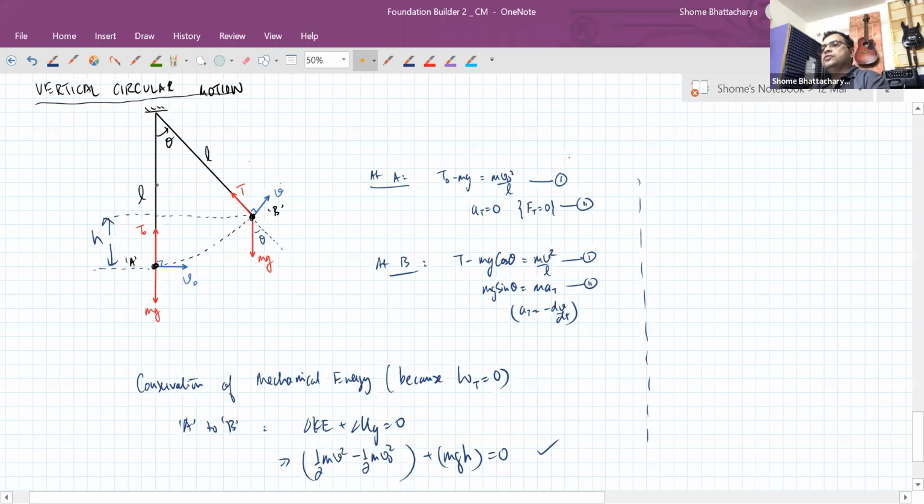Okay, L is the length of the chain. So this is again the centripetal direction that we're taking. And this is the tangential. This is again the centripetal component of the F is equal to ma equation. This is again the tangential.